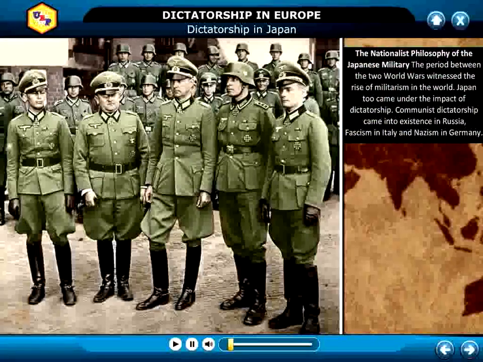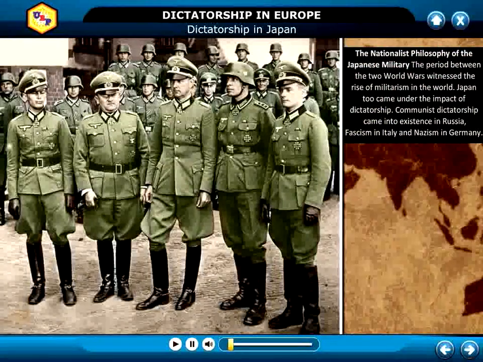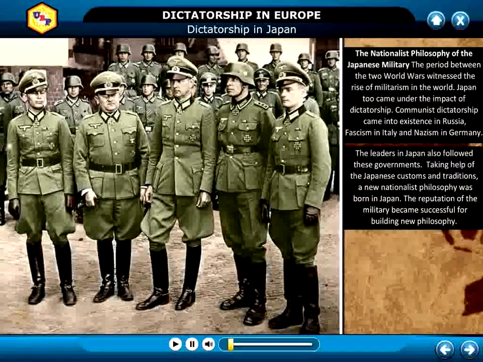The nationalist philosophy of the Japanese military: the period between the two world wars witnessed the rise of militarism in the world. Japan too came under the impact of dictatorship. Communist dictatorship came into existence in Russia, fascism in Italy, and Nazism in Germany. The leaders in Japan also followed these governments, taking help of Japanese customs and traditions. A new nationalist philosophy was born in Japan.